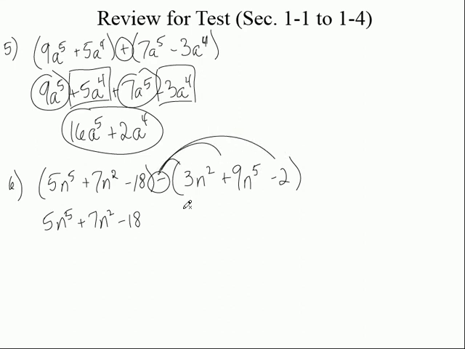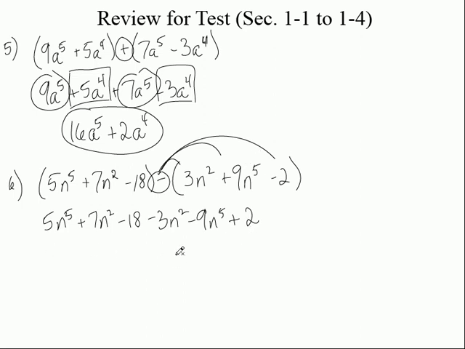Does that make sense? So basically it just changes the sign. So now it's minus 3n squared, and it's minus 9n to the fifth, and it's what? Plus 2. That's very important that you do that. All right, that's the key step. That parentheses definitely was important on this problem, right? That second parentheses, because you had to distribute it through.